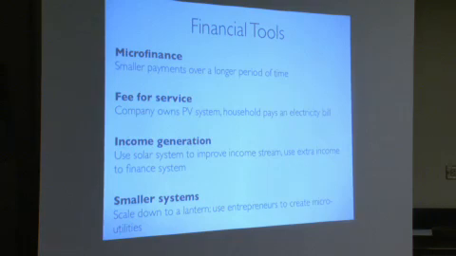You use a system to improve your income stream. With something like this, you'll have one person with a lot of solar panels who will charge a lot of batteries and rent them out as electricity. And for smaller systems, you can scale the technology down, so you're not using giant solar panels anymore, but smaller panels to power a lantern, for example.